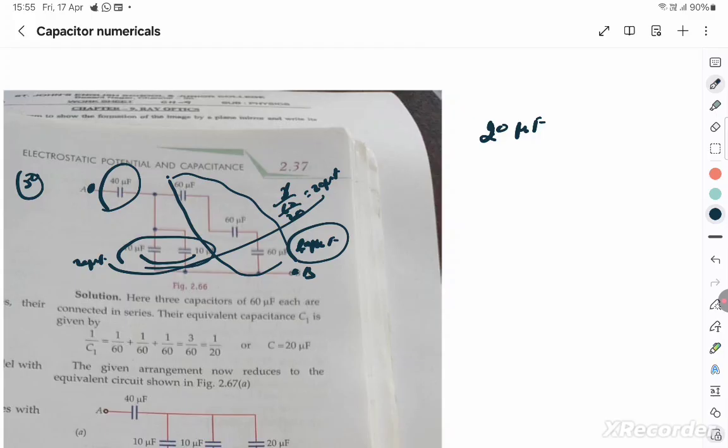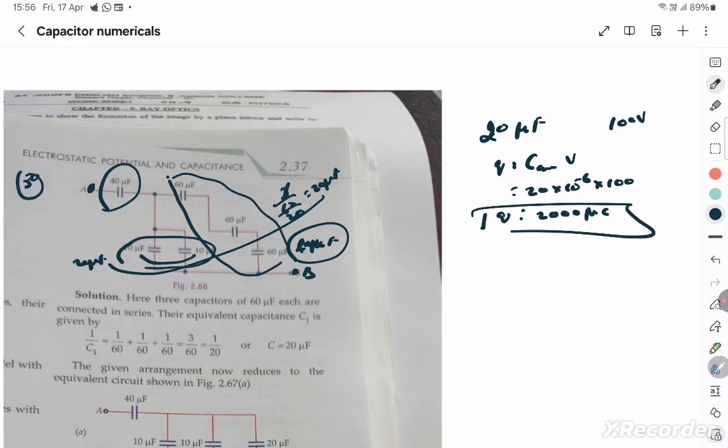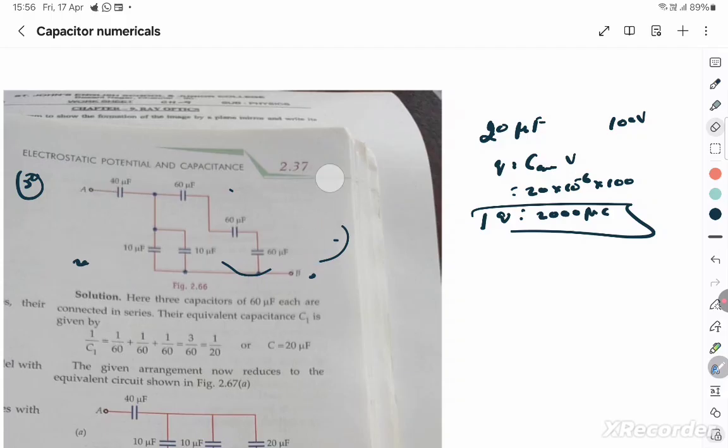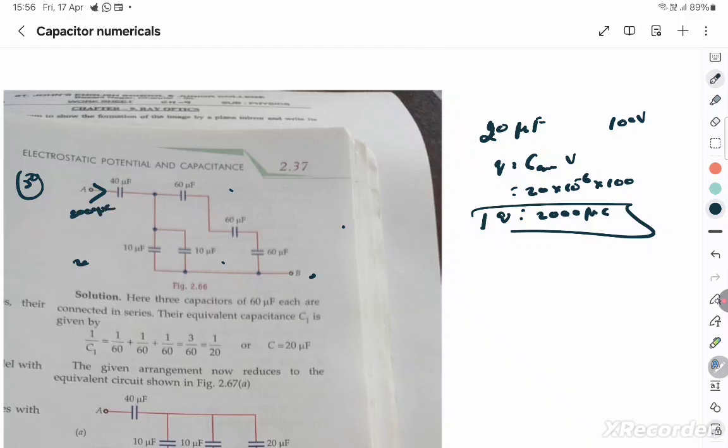Okay, the 20 microfarad. Now the whole thing is getting connected to a voltage of 100 volts. So you can find the total charge. Q is equal to C equivalent into V, which is 20 into 10 to the power minus 6 into 100, which will make it 2000 microcoulomb. That's the total charge which flows through the main capacitor, because this is separate, and you have the 2000 microcoulomb flowing through here, which is going to get split up.